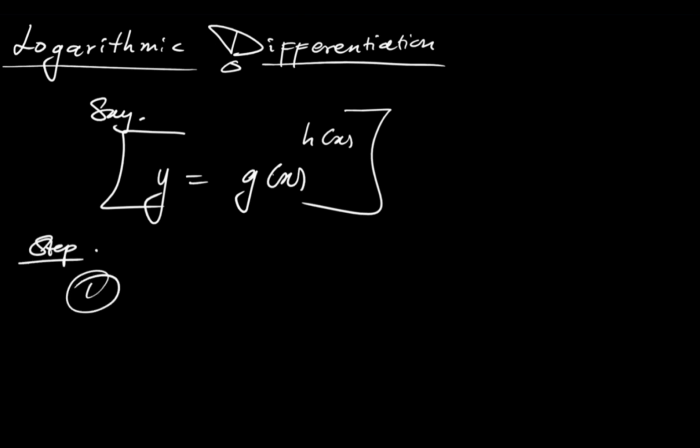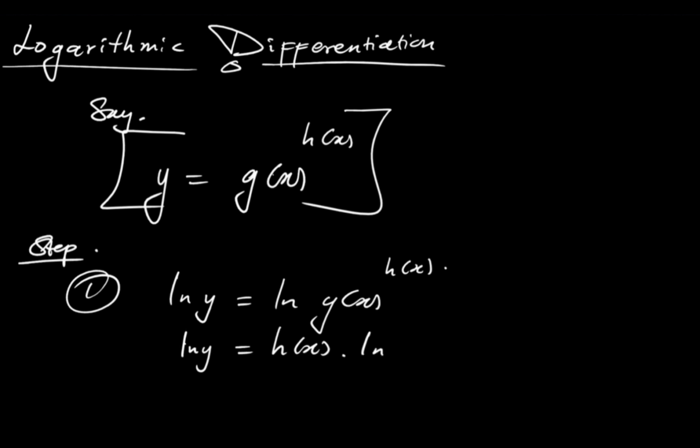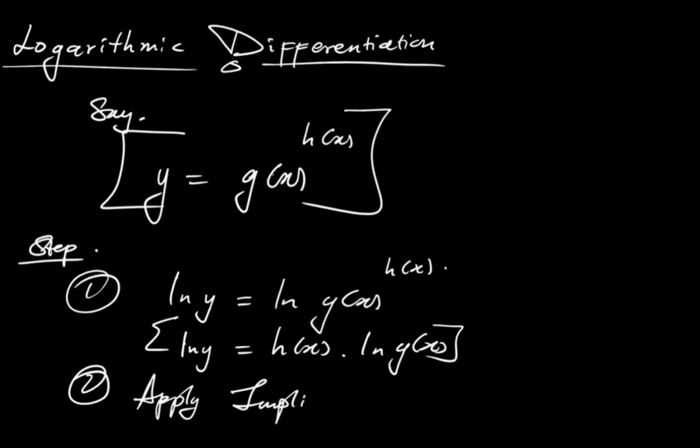Step one, introduce logs. The moment you introduce logs, all you will have is ln y equal to ln of g of x to the h of x. Now, according to logs, the power can drop. So you have ln y equal to h of x times ln g of x. And you have this standard. Then step two, all you have to do is apply implicit differentiation. So this is basically everything you have to do.